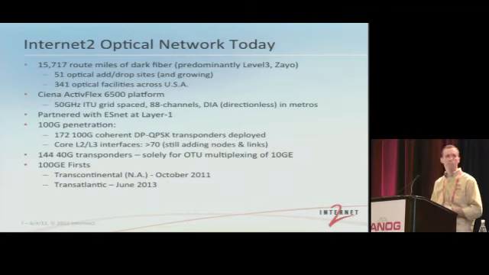So we actually deployed 40 gig muxponders, and we do OTU multiplexing to get 10 gig capacity onto the network. And we've done a number of 100 gig firsts. We did the first transcontinental 100 gig in North America in October 2011, from New York to Sunnyvale and actually up to Oakland. And we just announced yesterday the first transatlantic 100 gig clear channel from New York to Amsterdam. So that press release just went out.